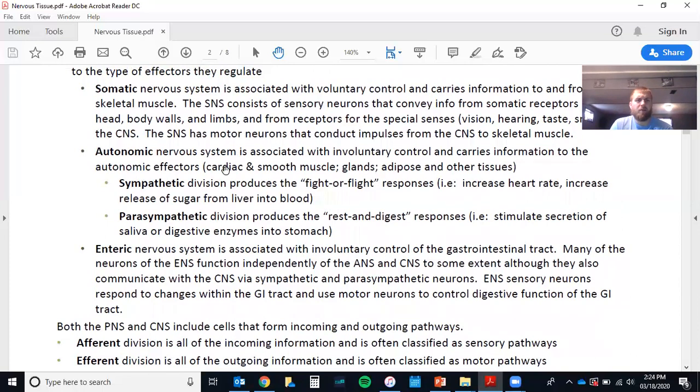And typically we talk about cardiac muscle in our heart, smooth muscle in places like our blood vessels, our stomach and intestines, the uterus, the bladder, and so forth. And then the glands, which include sweat glands and oil glands, but could also include glands inside our body much more complex than sweat and oil glands. We could also throw in as autonomic effectors adipose tissue, which we know is fat, as well as other things. But these first three, cardiac and smooth muscle and glands, are typically the three that are known the most.